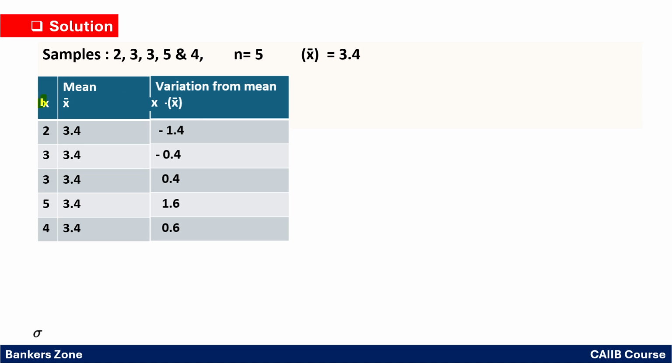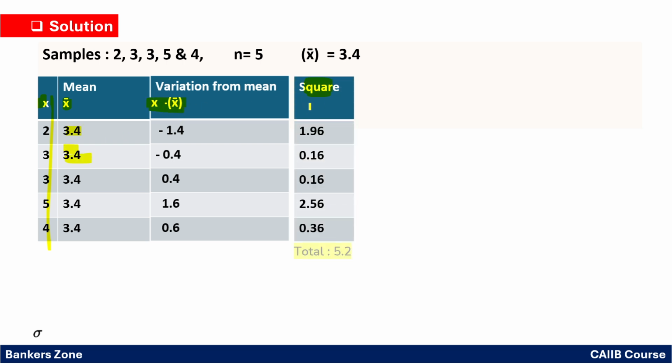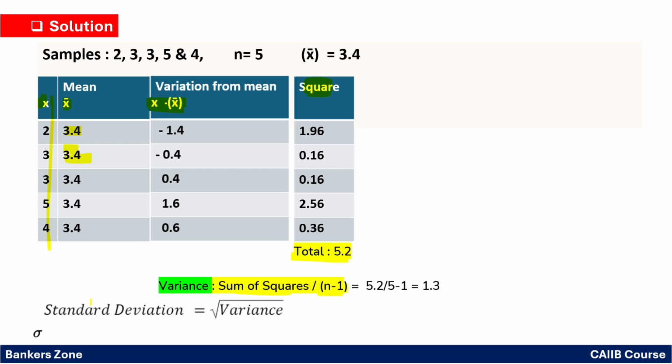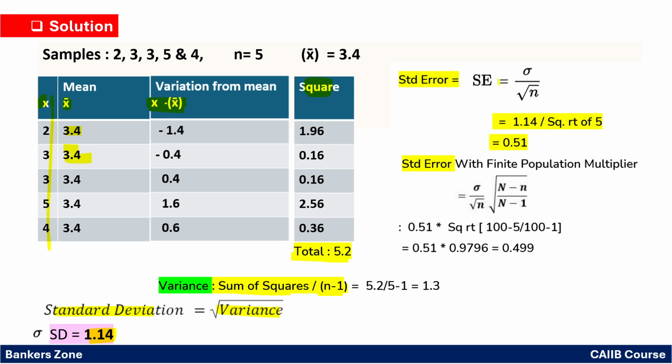First we find the x values written, then the mean is 3.4. Then x minus x bar we have calculated. Squaring it and doing the summation of squares, you will get the variance: sum of squares divided by n minus 1. Then standard deviation is the square root of variance, which is 1.14. Simply use the formula: standard error is sigma upon square root of n, multiplied with the finite population multiplier, and you will get the result, right?